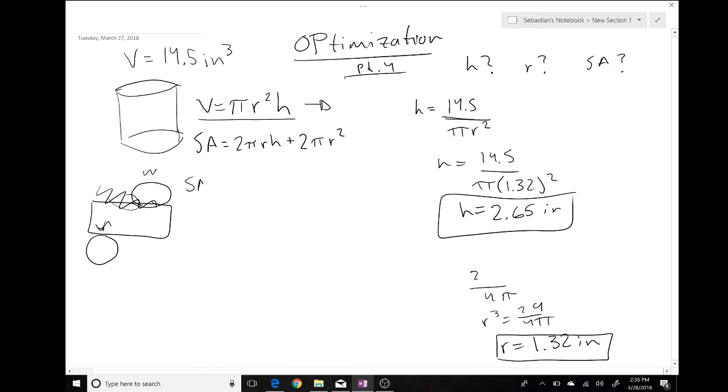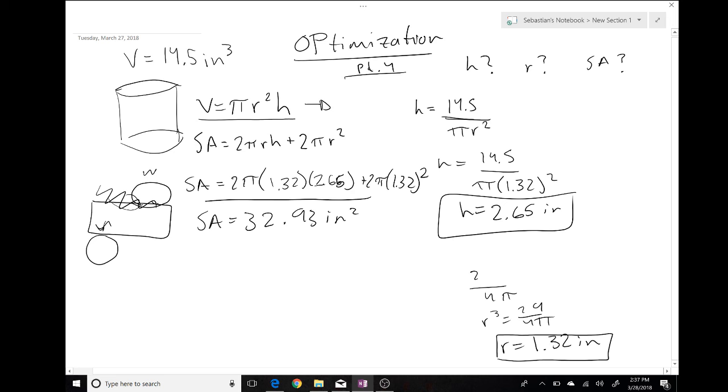So surface area equals 2 pi, and that is 1.32 and 2.65, plus 2 pi 1.32 squared, which once plugged into the calculator or solved leaves you with 32.93 inches squared. So there you have solved for your height, your radius, and your surface area.